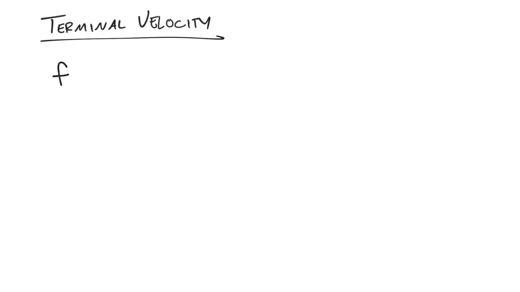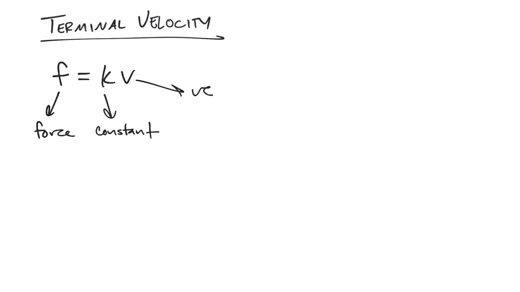It's F, that's the resistive force, the fluid resistance, or the frictional force, whatever you want to call it, but that is a force. And it equals K, that's that constant we were just talking about, times the velocity of the object. So K is a constant, V is the velocity.